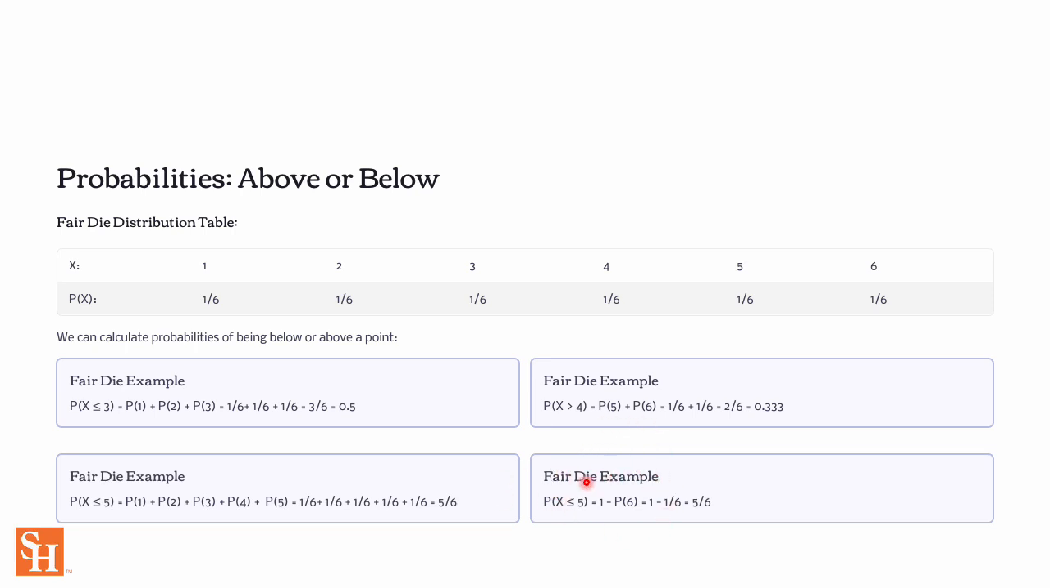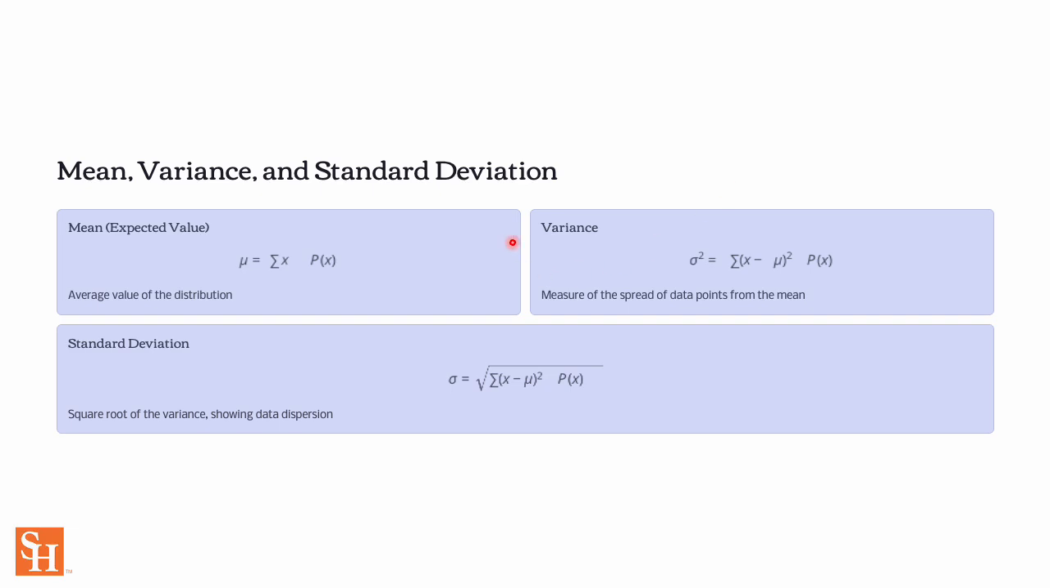And these two will basically give us the same number. Now let's discuss how we can calculate the mean or expected value for a probability distribution, or variance for a probability distribution, and then finally standard deviation.